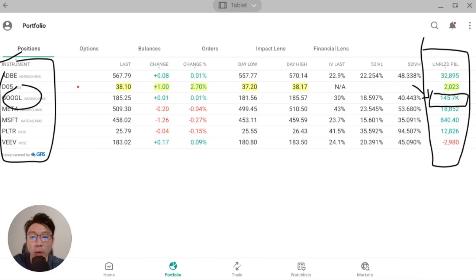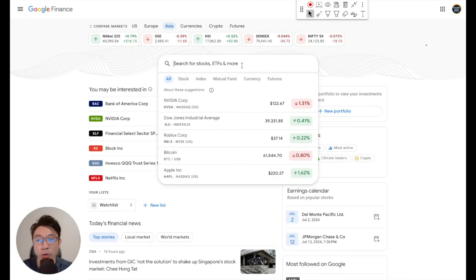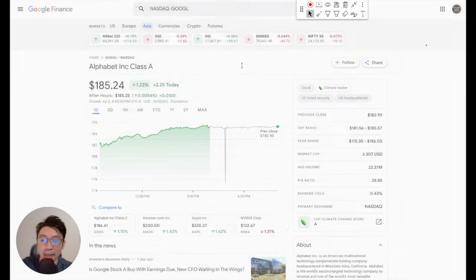One of the ways that I like to do my research is using finance.google.com. So let's get into finance.google.com and I'll show you a little bit of what I look at inside. So this is Google Finance. One of the things that I really like to look at with Google Finance is the income statement of the companies that I'm planning to do the wheel strategies on. One of the companies, as you know, is Google. So let's take a look at Google, right?